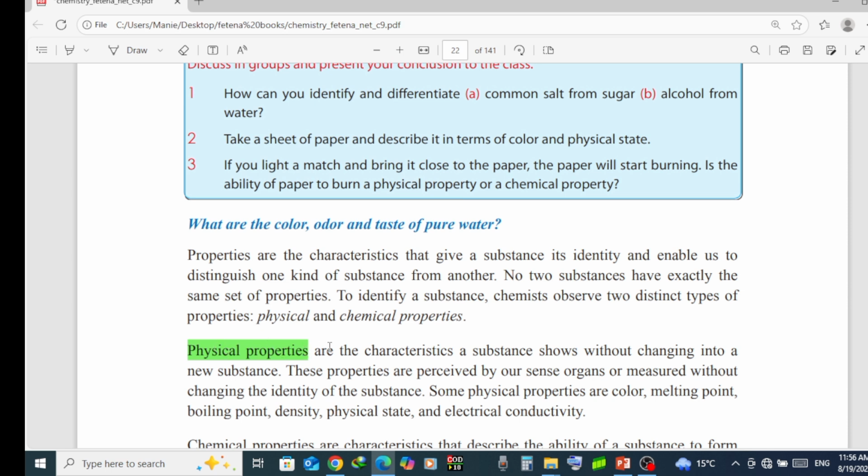They are characteristics a substance shows without changing into a new substance. These properties are perceived by our sense organs or measured without changing the identity of the substance.